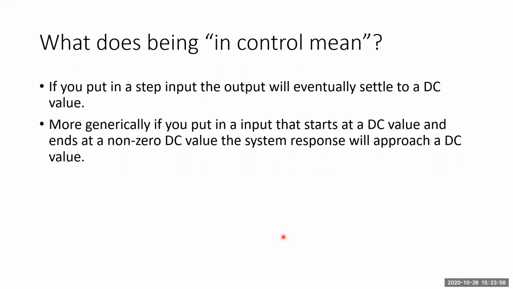Now the thing is, there are some signals that can actually trick you into thinking, oh, that's in control. But really, you can't fool the step response. If your signal starts at DC and ends at a DC non-zero, and the system goes to some constant value, then it's in control.